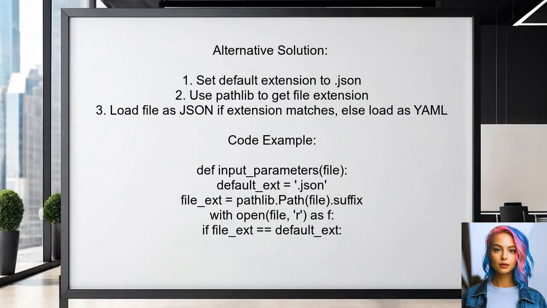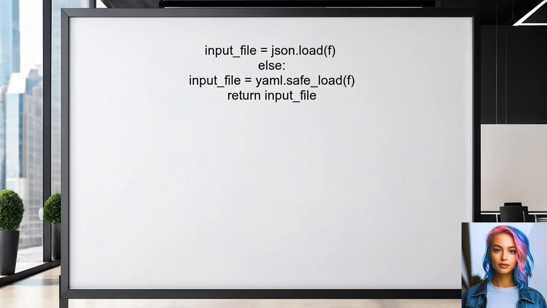One alternative approach shared by a user involves checking the file extension to determine its format. They suggest setting a default extension for JSON files and using the pathlib module to get the file's extension. If the extension matches JSON, the file is loaded as JSON. Otherwise, it is loaded as YAML.